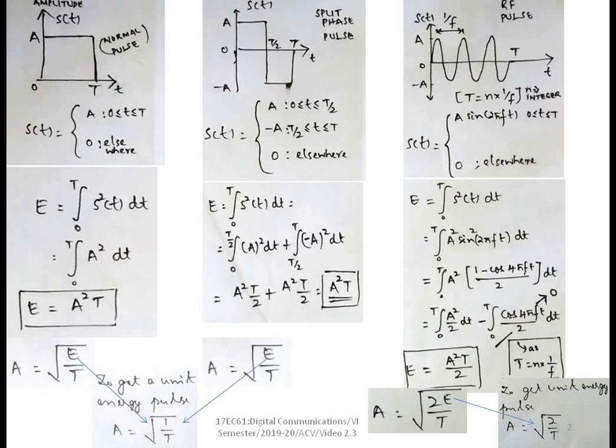So finding the unit energy signal is a very important aspect as far as the Gram-Schmidt orthogonalization procedure is concerned. I hope this aspect is clear. I request you to take some other examples as well and find the energies of such pulses, and try to get unit energy pulses from those pulses.